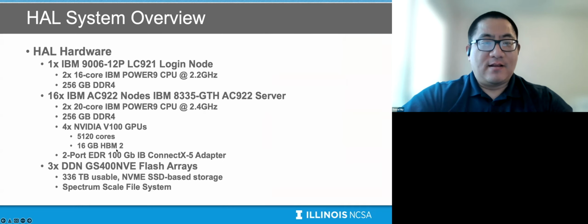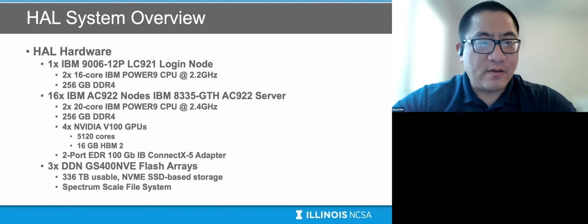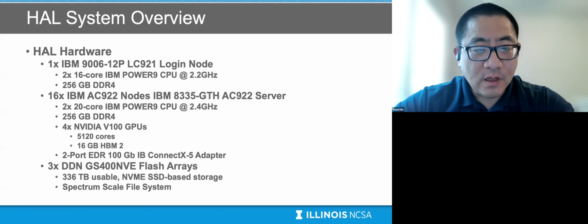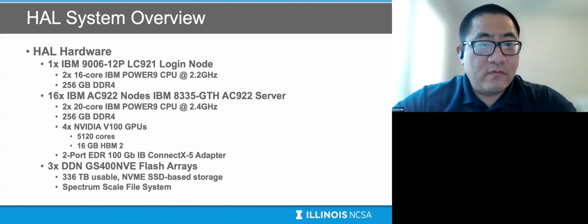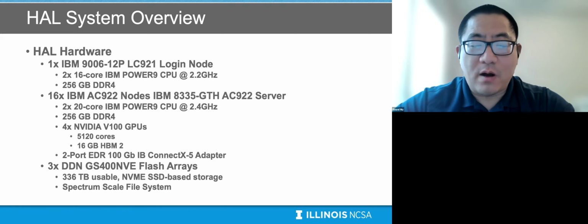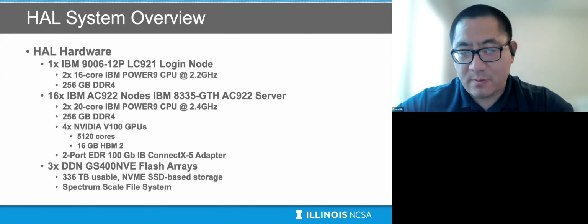Let's continue. Let's talk about the hardware. For this cluster, we have one login node using the IBM 9006-12P. This login node has two 16-core IBM Power 9 CPUs with 256 gigabytes of memory.